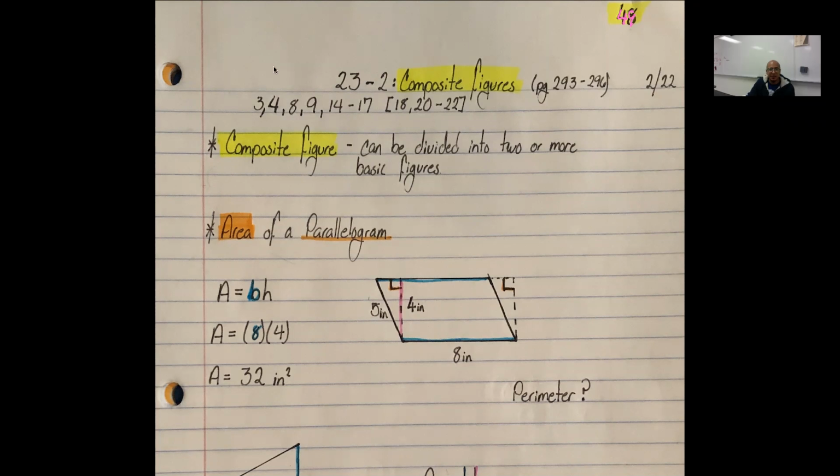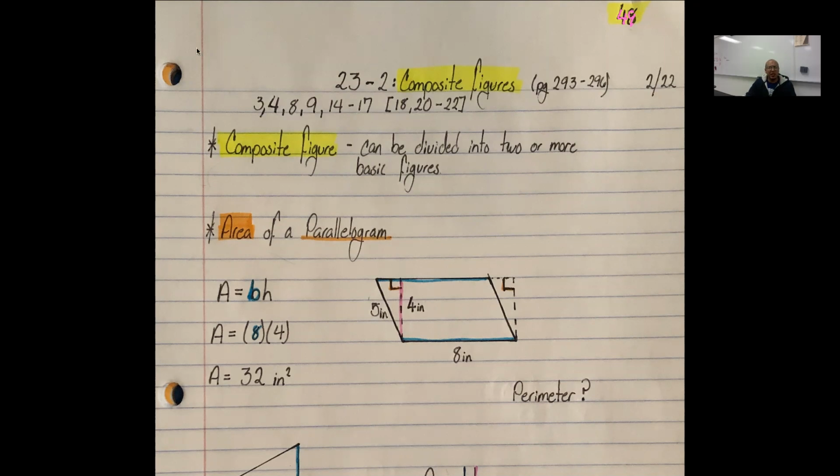And this is composite figures. 23-2, composite figures. We already did 3 and 4, the ones that we just did, but we're going to do 8 and 9, and then you can do 14 through 17, then 18 and 20 through 22 are bonus. So do copy these down, please.